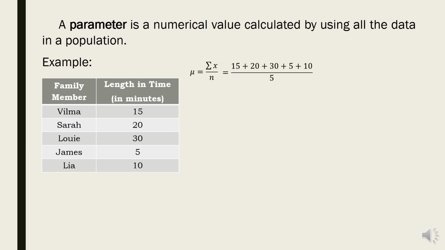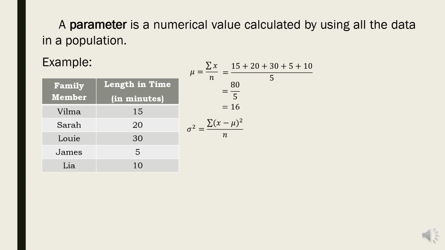If we simplify this, the result is 80 over 5, and we can still simplify this. The result is 16. Now, since we already have the mean, let us compute the variance of the given population. To compute the variance of the population, we will use this formula.